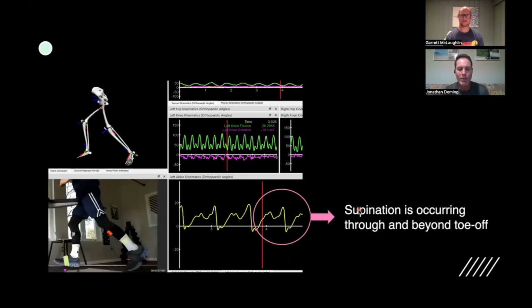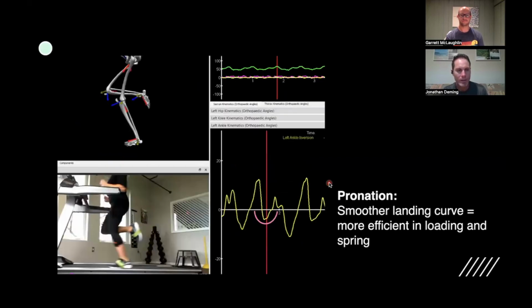What I'm pointing out here is that he's continuing to supinate beyond toe off, because this is basically toe off, and you can see the line is still going up. So his foot is supinating through toe off and pushing off. That's the action that we want to see. This is actually a good action of pronation to supination. And he's a young runner with pretty good spring to his step. I think what we're going to compare this to is on the next slide.